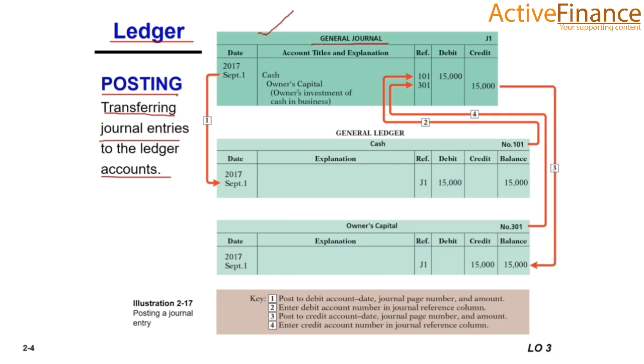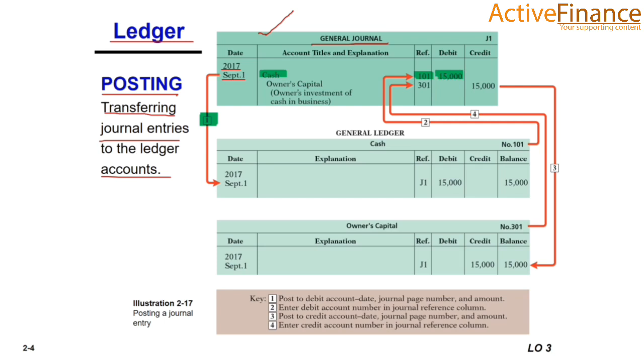We have taken the first entry of SoftBytes on 2017 September 1st. It has opened a business in which it invested cash. In the first step we will provide the date of the transaction as we learned in the steps. So first of all we will provide the date and then we will mention the cash. We have provided the cash, and this is the reference number, and if the cash increases it is recorded on the debit side, so we will record it on the debit side.